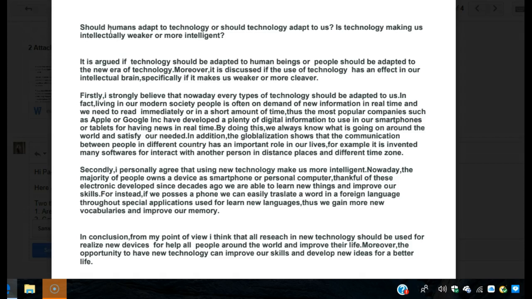Okay, so let's see how you did with this. "It is argued if technology should be adapted to human beings or people should be adapted to the new era of technology. Moreover, it is discussed if the use of technology has an effect on our brain, not intellectual brain, but just on our brain." Or even better, you know what I would have liked here? On our intellect. That would have been even better. "Specifically, if it makes us weaker or more clever."